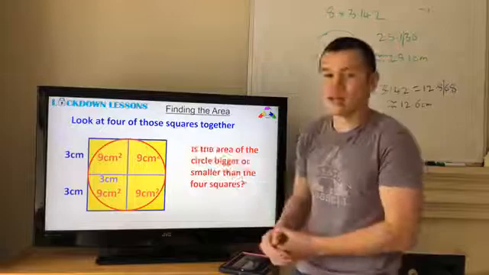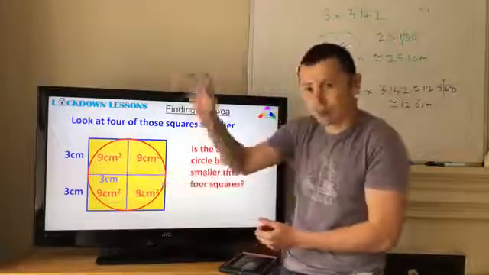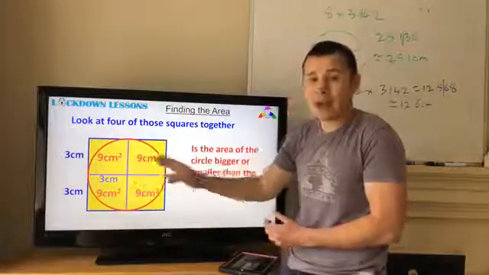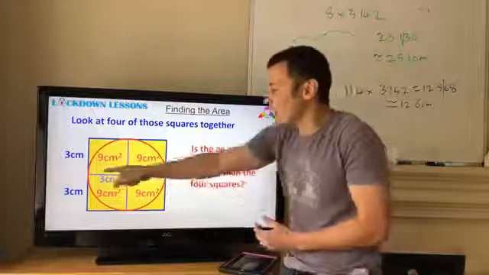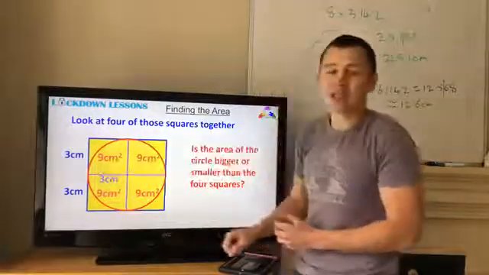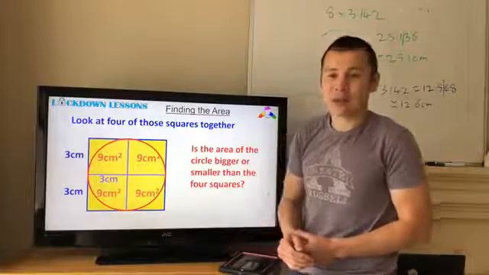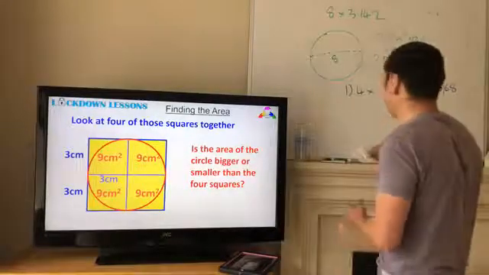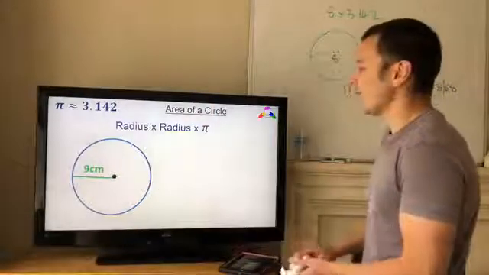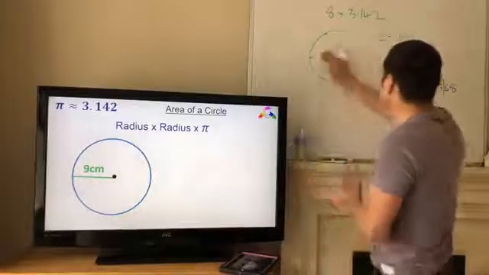If you actually work this out, it is exactly 3.142 and so on. It's pi numbers of squares. So to work out the area of a circle, you work out the area of one square and then times it by pi. One square times it by pi. Okay? So to simplify that a bit, to find one square, we do 9 times 9.